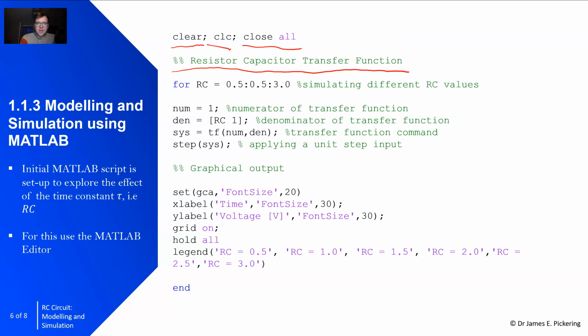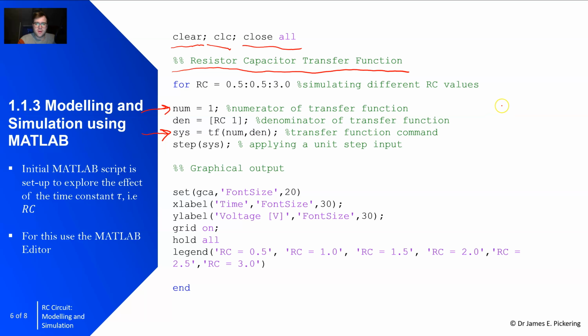What you'll see here is probably the first line we want to go to. System is equal to tf, which is the command for transfer function, and then in brackets: numerator, comma, denominator, close brackets. That's effectively our transfer function command. In here we could just put in the values straight away. Numerator is equal to 1, and the denominator I've put as RC and 1.